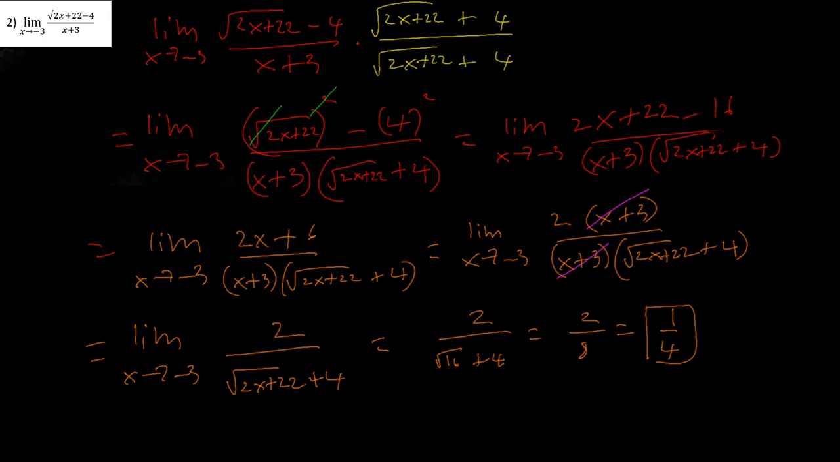Okay, so now if I'm just going to summarize my answer, I'm going to say the limit as x approaches negative 3 of my original thing, 2x plus 22 minus 4 over x plus 3, we said, okay, that's equal to 1/4. And we are done with question 2.